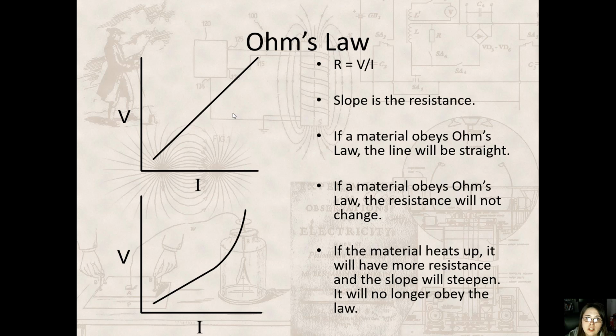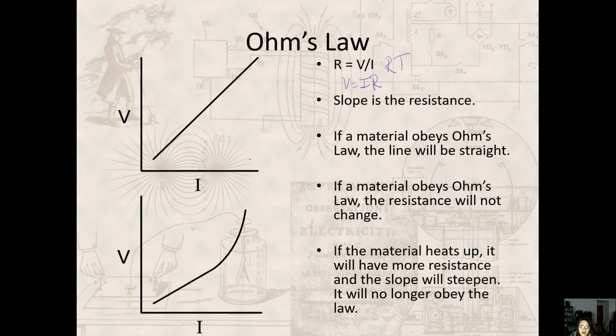So Ohm's law is R is equal to V over I. This is in the reference table. It's also V equals IR. This is just manipulating it to solve for V.